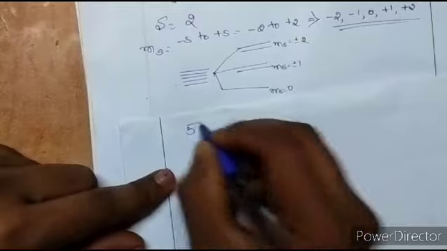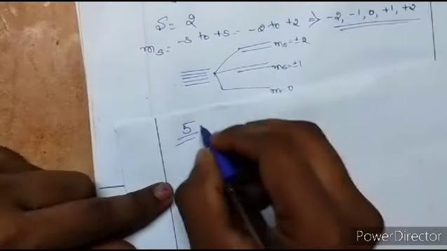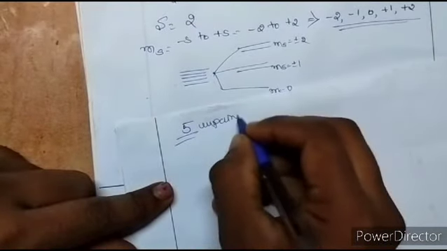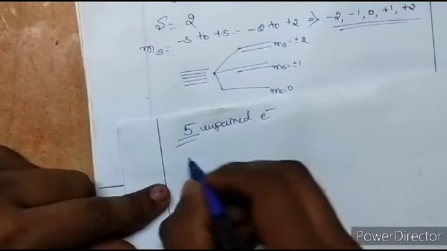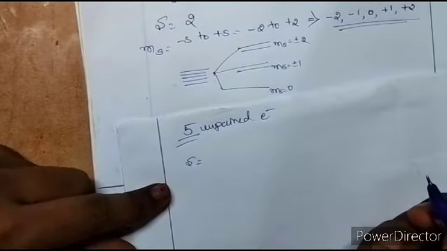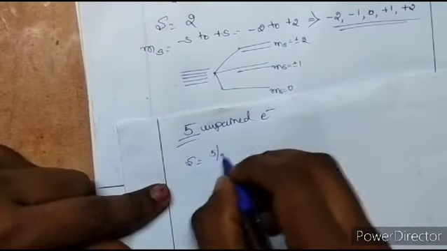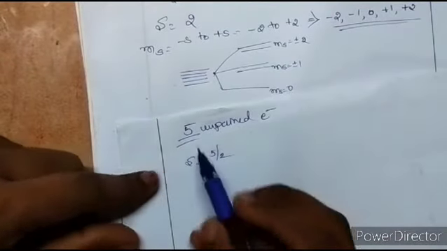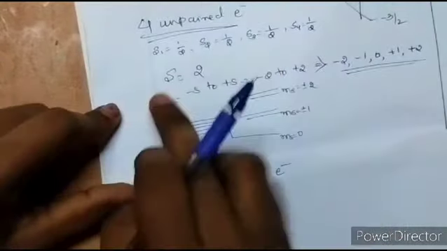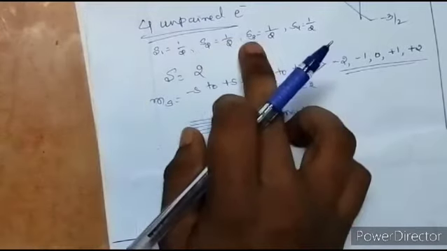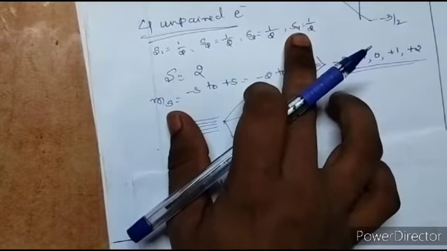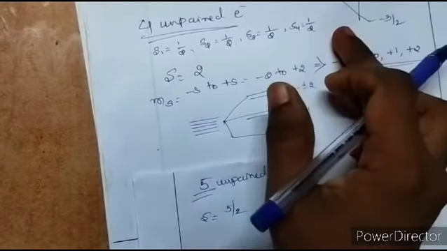For the system with 5 unpaired electrons, what will be the S value? The S value is 5 by 2. Just do the same like this. For the first electron half, second electron half, third electron half, fourth electron half, and the fifth electron is half.